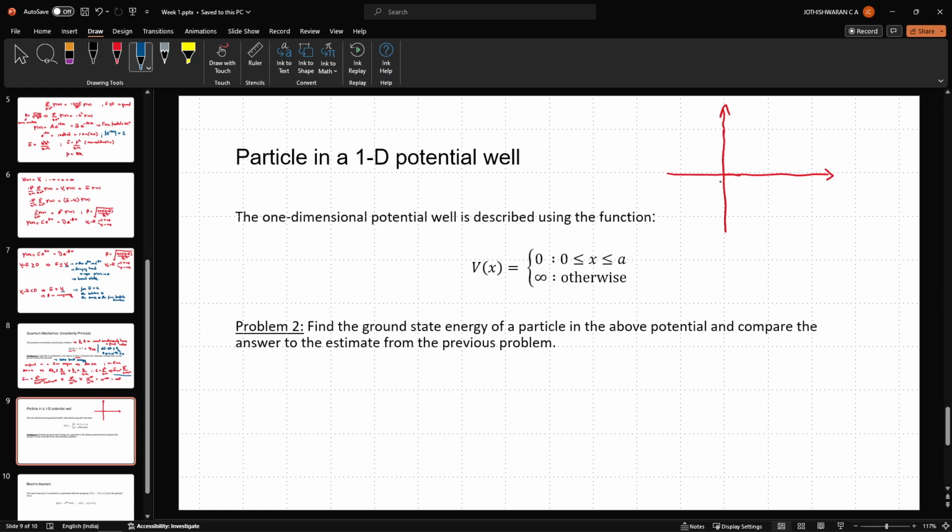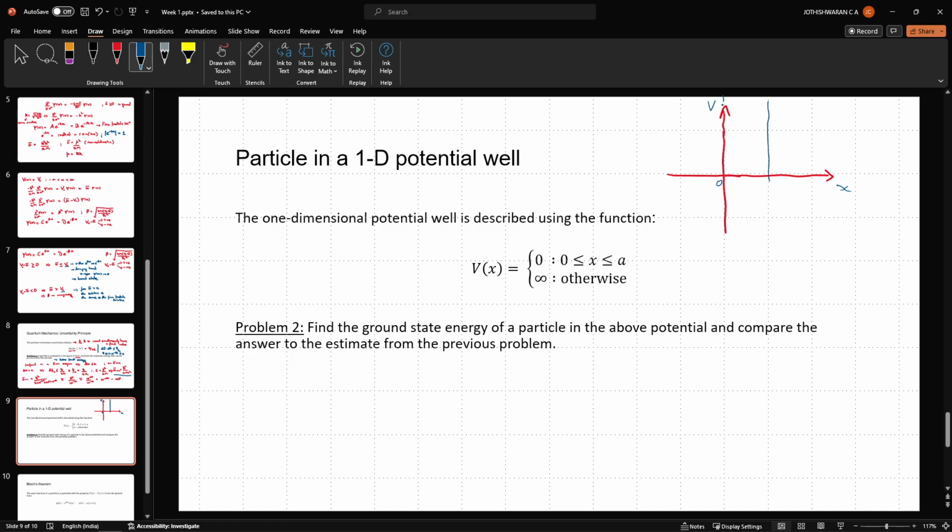So what is happening here is, this is x equal to 0, this is my x-axis, and this is the potential. So I have a wall here and another wall over here. So this is x equal to a. So in this region, V is equal to 0. In both of these regions, V is infinity. So that is what I've written over here in this expression. Now this is what is known as a 1D potential well.